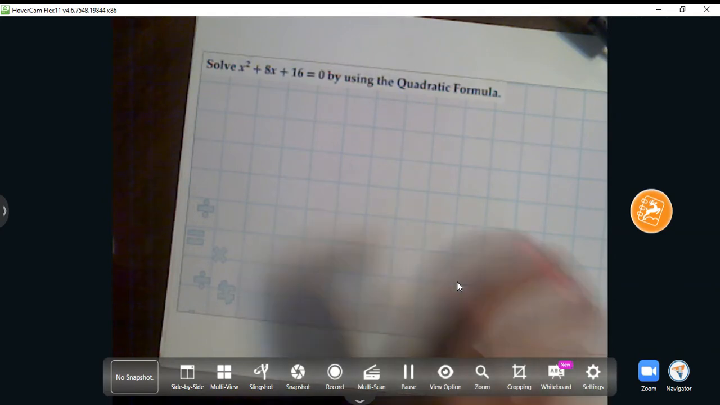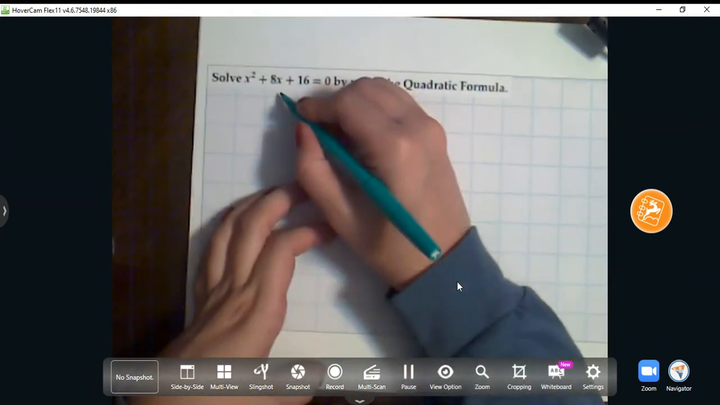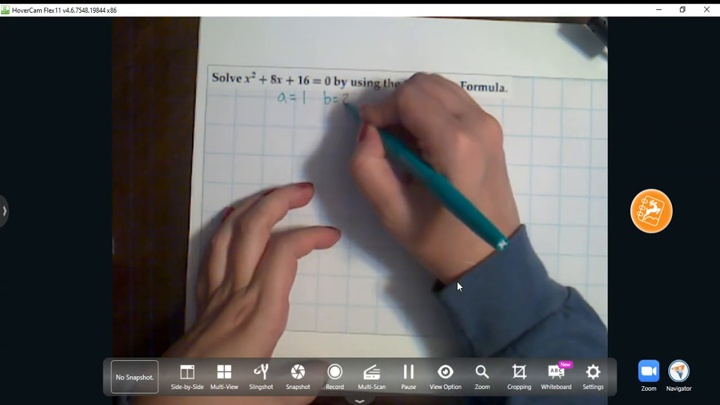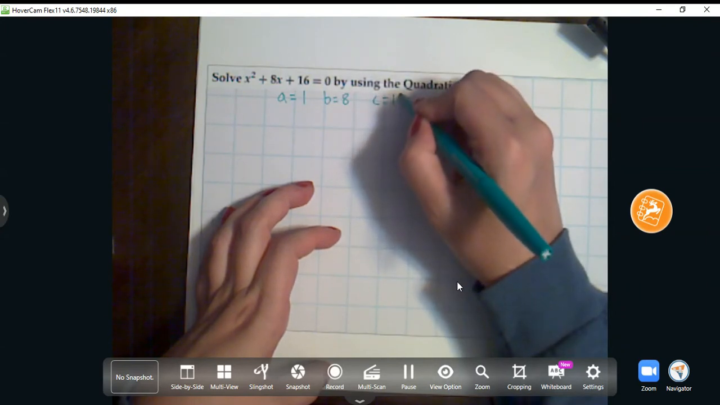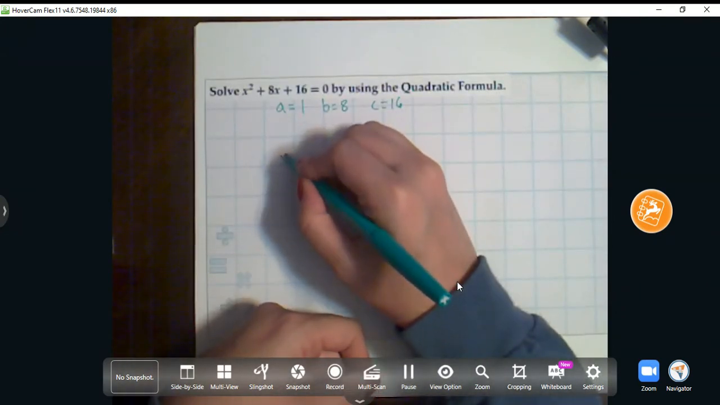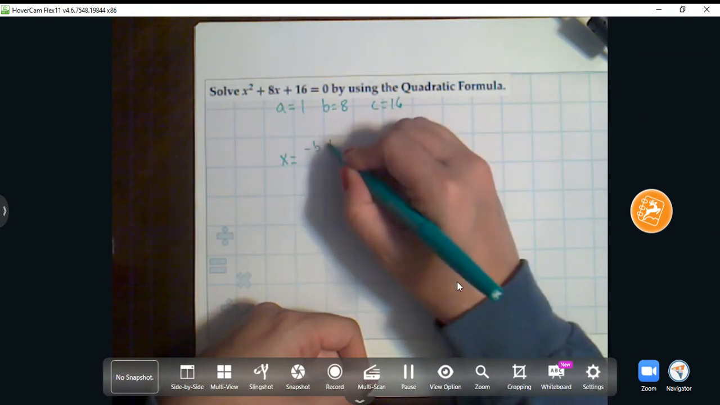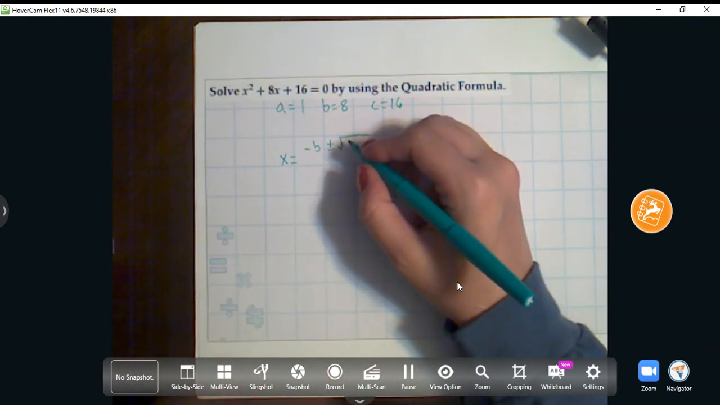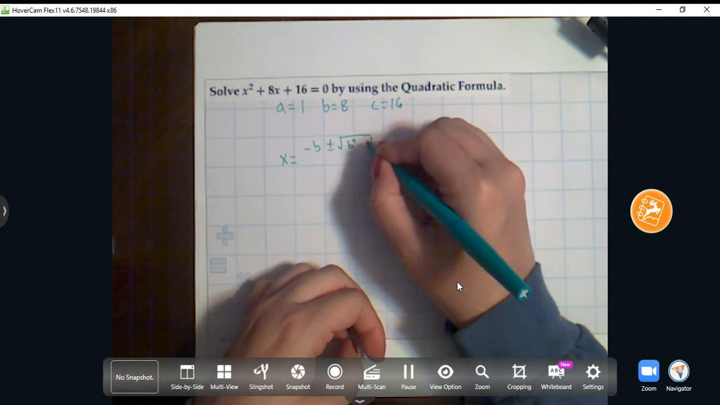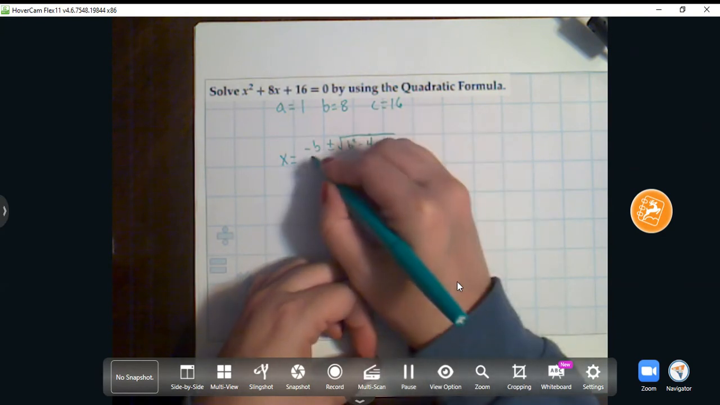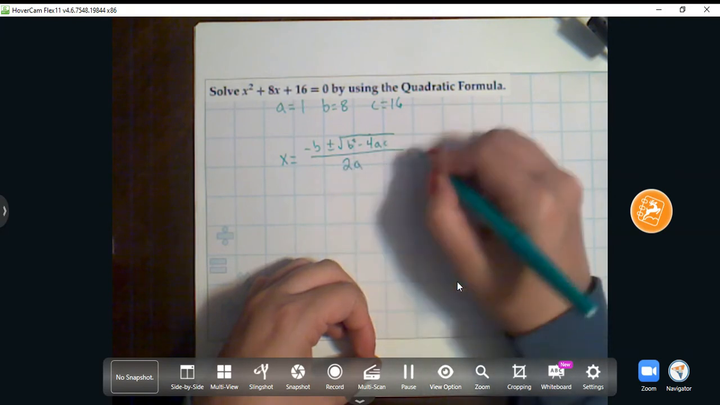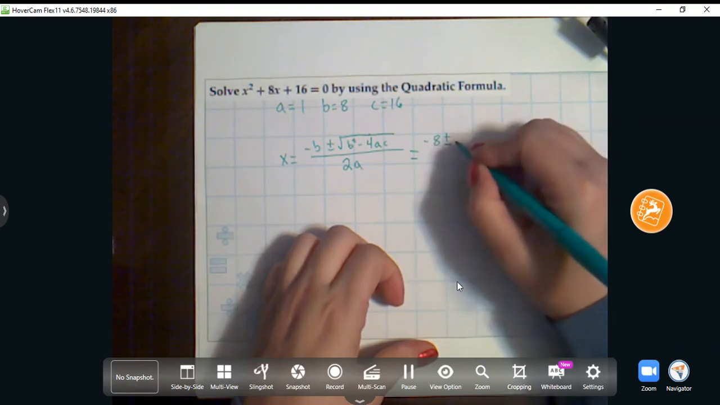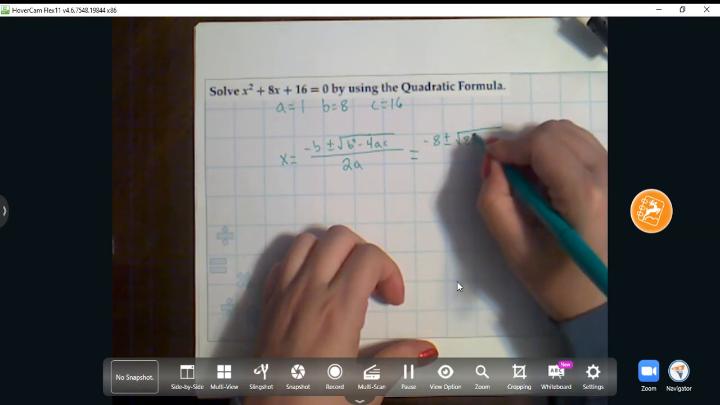We have x squared plus 8x plus 16. So again, we want to look at our a's, b's, and c's. So a equals 1, b equals a positive 8 this time, and c equals 16. So again, writing out that formula, x equals negative b plus or minus the square root of b squared minus 4ac all over 2a. Again, my first step and the important step is going to be that I just plug in my a, b, and c values.